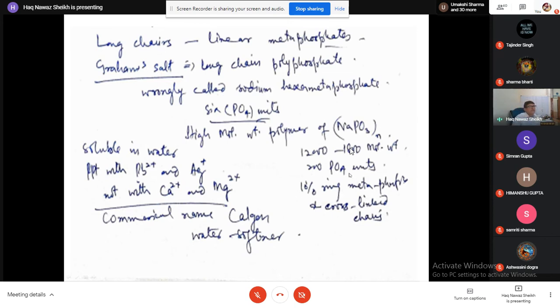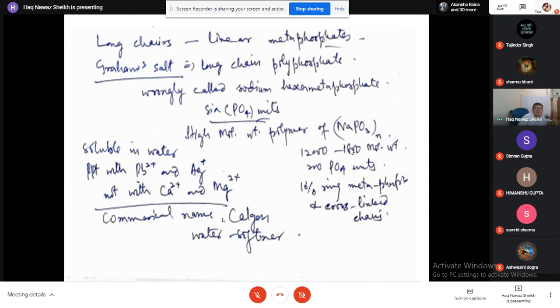Therefore, it is not a hexametaphosphate, but it has 200 phosphate units, and 10% of these 200 phosphate units contain these ring structures also, and cross-link chains also. So it's not a straight chain compound altogether. It is soluble in water and forms precipitates with lead and silver, but not with calcium and magnesium.